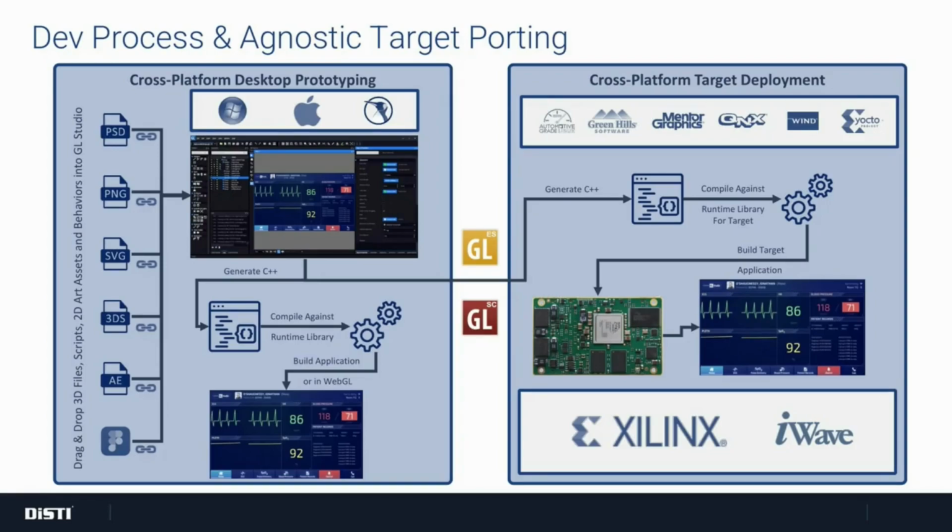So on the left side, we may start with Photoshop files, SVG files, 3D Studio Max 3D files. We may even have things like Figma for a UX design platform. And you can drag and drop all of that content into the GL Studio editor, and GL Studio will polygonize all of that with you or for you and give you the ability to visually attach behaviors. From there, we're generating C++ code and compiling that against our runtime library to run on your desktop.